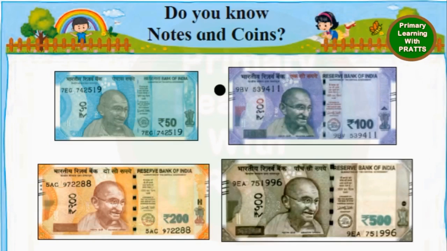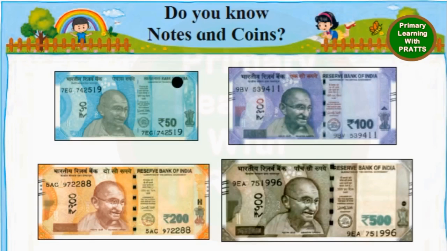So let's see the notes and coins that are in circulation right now, that is currently, presently. If you use an old note, that is say your grandparents' notes, and if you give it to a shopkeeper and ask him to give you something, he will not accept it. He will say, this is an old note. Give me something that is being used now. So that is why knowing the currency that is being used presently is very important.